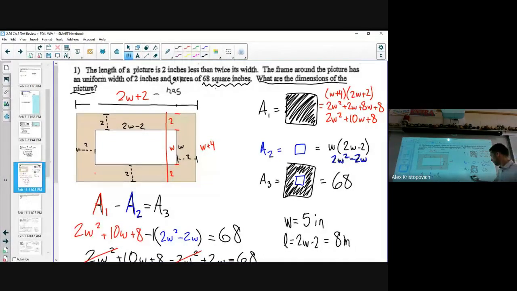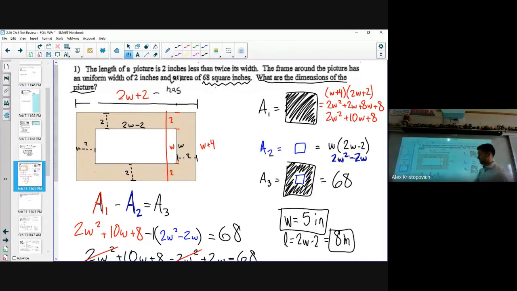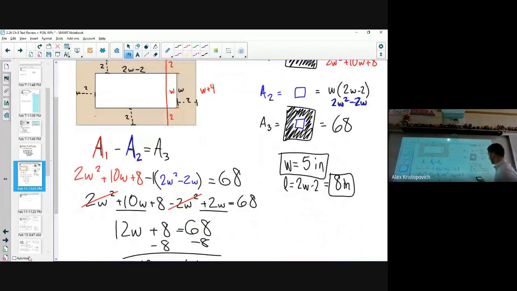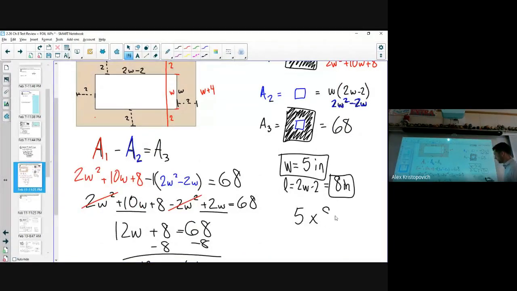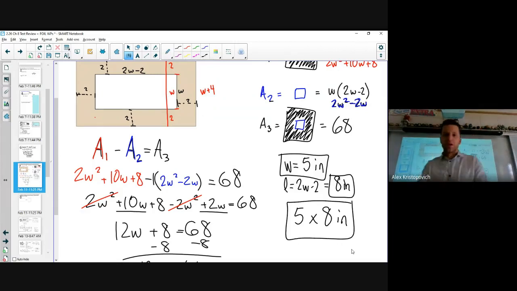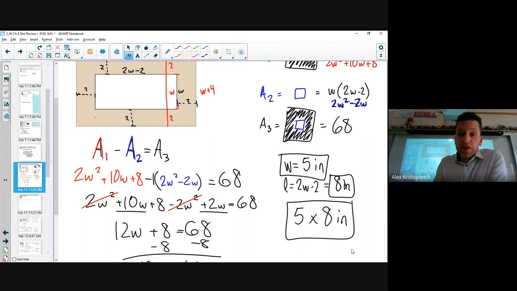All right, so here's our width, here's our length, and you could also write it like this. 5 by 8 inches. Okay, that would be adequate as well. All right, so that is this problem. Again, a little bit challenging at first. Feel free to go back and rewatch. All right, we're going to do one more with the same concept. Same concept. Here we go.